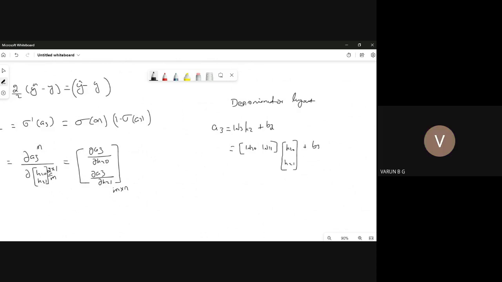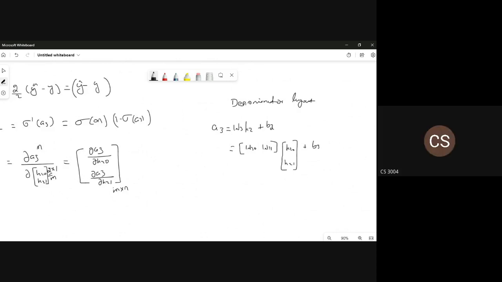Excuse me, sir. You have mentioned on the left side that A3 is a scalar. But in this equation, A3 is equal to W3H2 plus B3. If H2 is a vector, then W3H2 is also going to be a vector. So it's a dot product, right? We have only one neuron in the output layer, so it's a row times a column, a dot product. My doubt was, if W3H2 on the right-hand side is a vector, then A3 should also be a vector. Can't we say that?